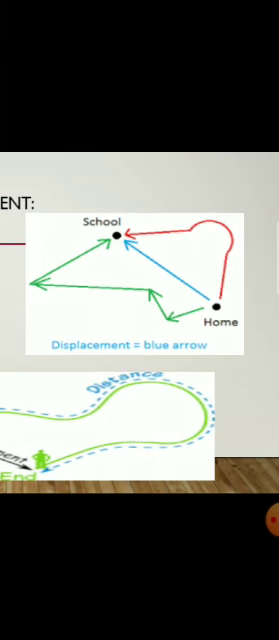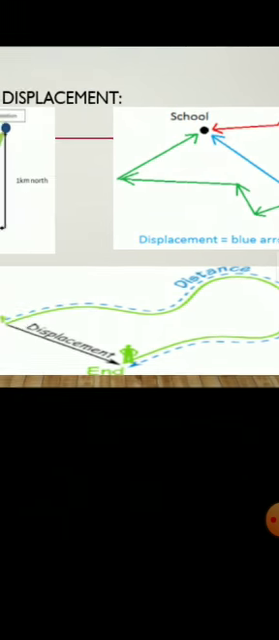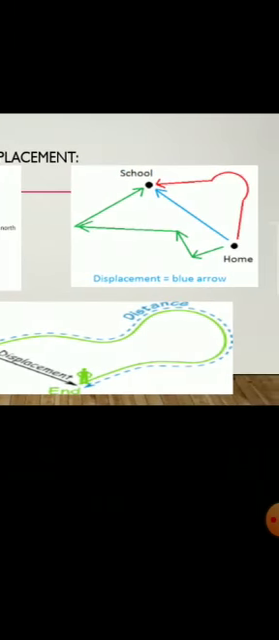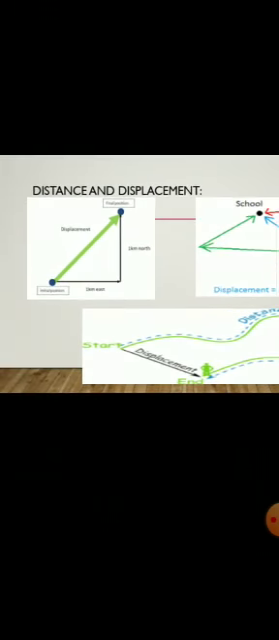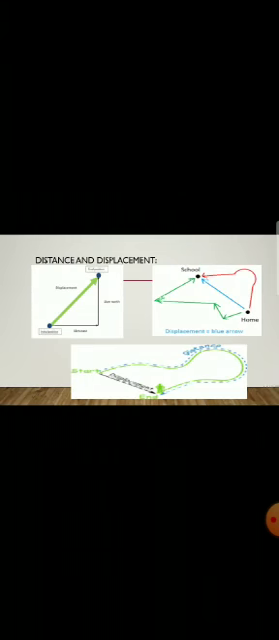In this figure, the red and the green lines show the distance, with the help of which we move from home to school, and the blue arrow shows the displacement, because this is the shortest and straight path. Same is the case here. We move from the start to the end point. So the green line shows the distance, which is the curved path, while the black arrow is the shortest straight path. Therefore, this is known as the displacement.